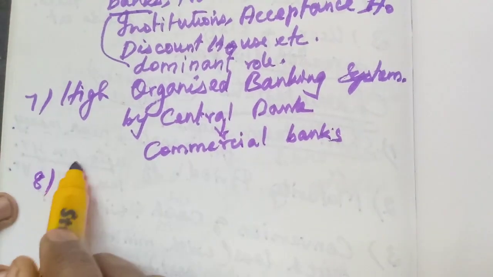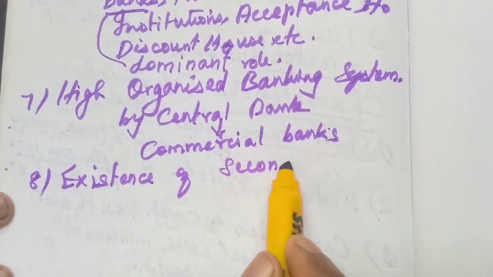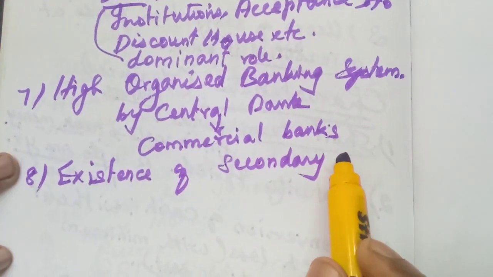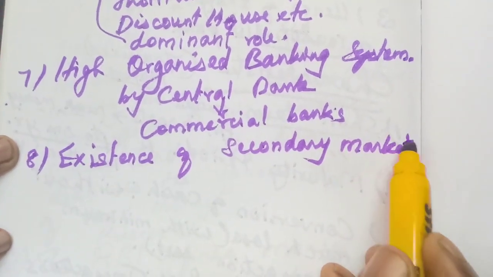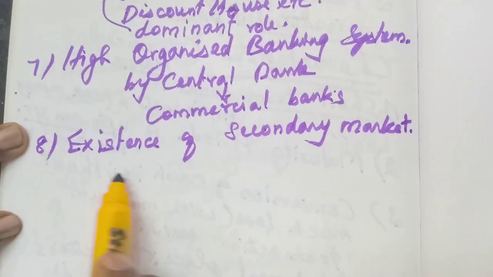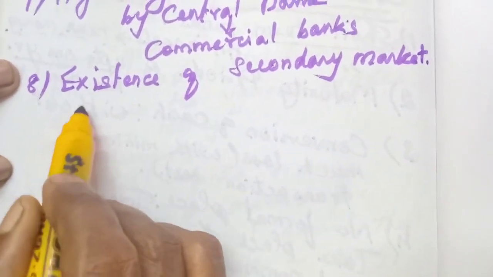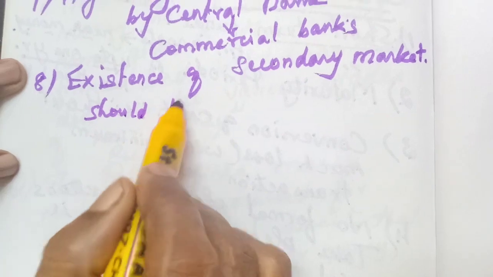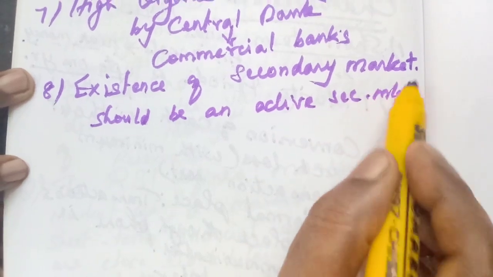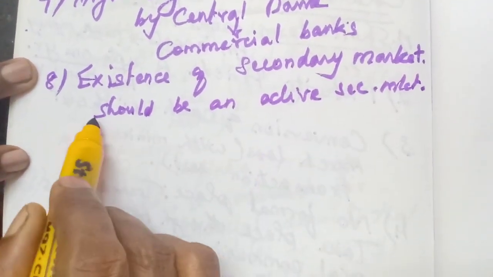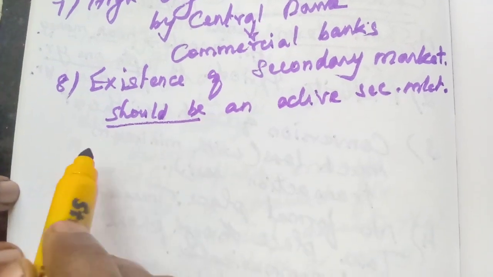Next point, existence of secondary market. Here, which secondary market is engaged in the money market securities is not given. We have studied that for the capital market there is a secondary market, that is the stock exchange. But for the money market securities there should be an active secondary market. That is what is given. But what that is, is not given. Understand? So there should be an active secondary market for the money market securities.